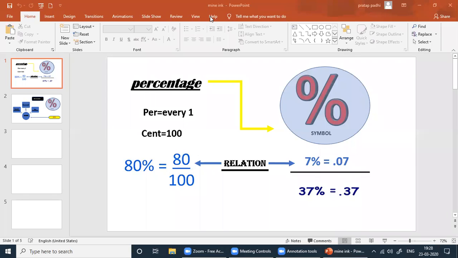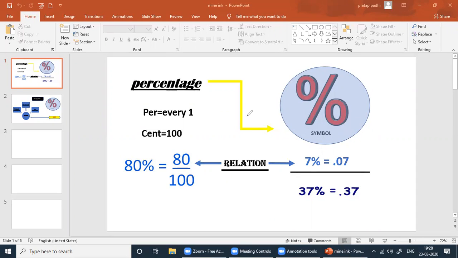Well, percentage can be understood by breaking the word down into per and cent. Per means every one and cent means 100. So percent means every one out of 100. Now, this is the symbol of the percent sign. It looks like a zero, a slash, and another zero.